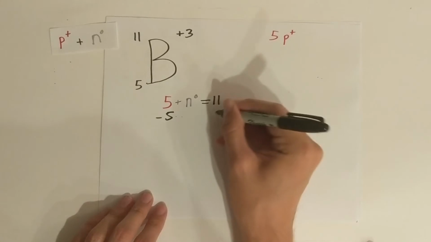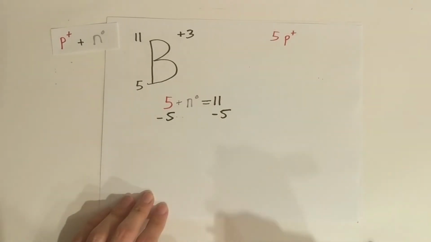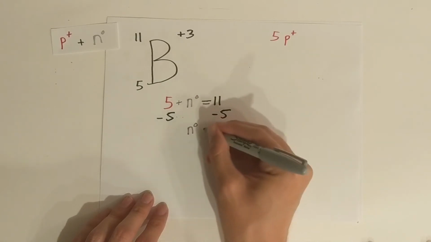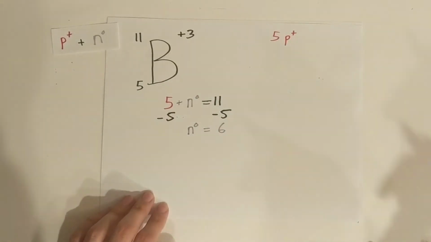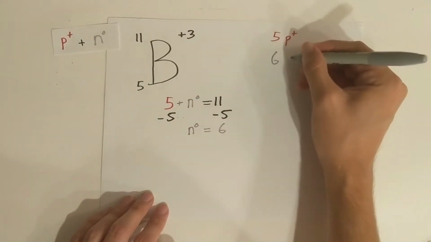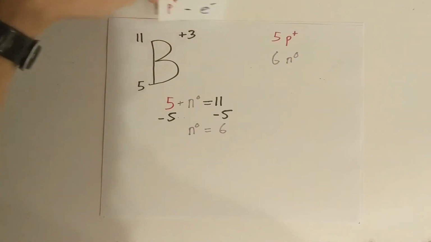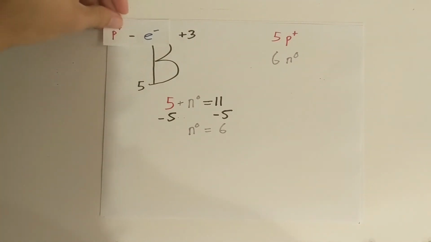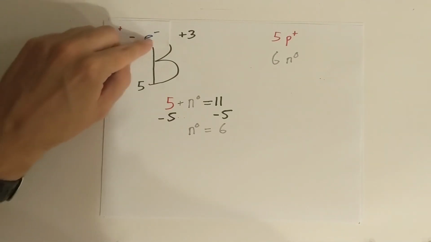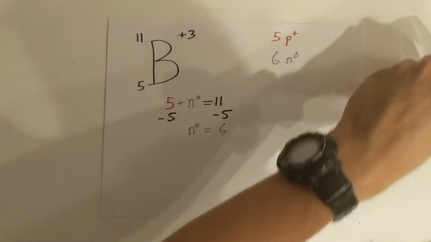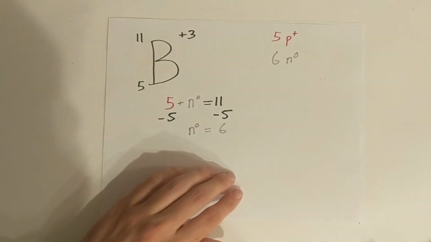Subtract 5 here. And we know that our neutrons would have to be 6. So we got 6 neutrons there. We're going to have to do the same type of math to figure out our charge. If you do it in your head, awesome. But if not, our charge is going to be our protons minus our electrons, and that'll be plus 3 in this case. So let's write this out in an equation.